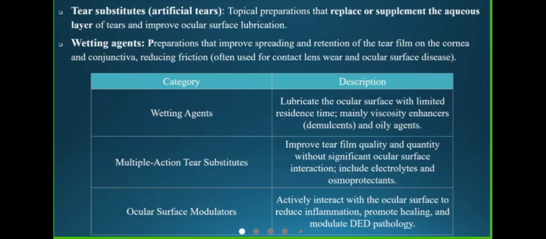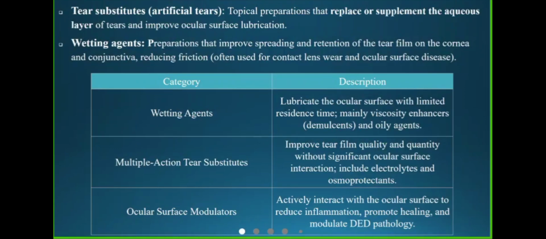So what does the wetting agent do? The wetting agents are preparations that improve the spreading and retention of the tear film on the cornea and conjunctiva, and thus reduce the friction. So this wetting agent will lubricate the ocular surface with limited residence time. Mainly, they are viscosity enhancers and oil agents.